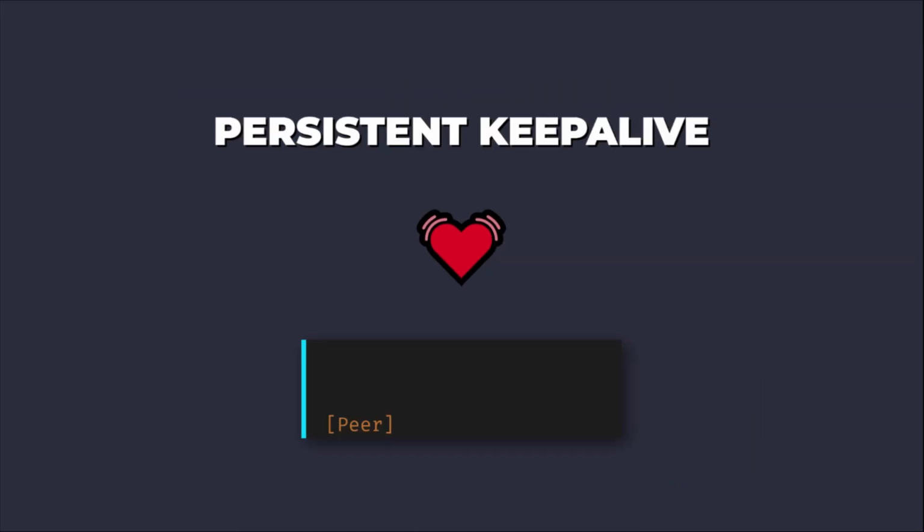To prevent connection drops caused by network address translation devices timing out idle sessions, implement PersistentKeepalive on the client side. Add PersistentKeepalive = 25 to the client's peer section. This sends a small encrypted packet every 25 seconds, maintaining the tunnel state.